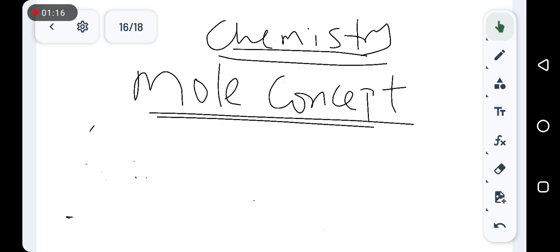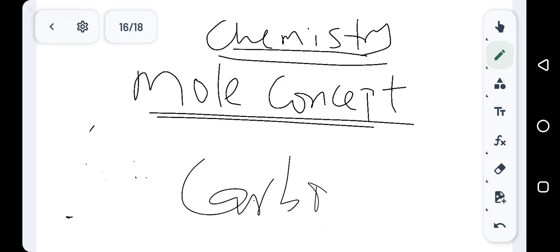And what is the definition of this mole? A mole is defined as the amount of substance that contains as much elementary particles as there are atoms in carbon-12 isotope. Carbon exists in different isotopes or different forms. We have the particular form we call carbon-12. The amount of substance in this carbon-12 is called a mole.